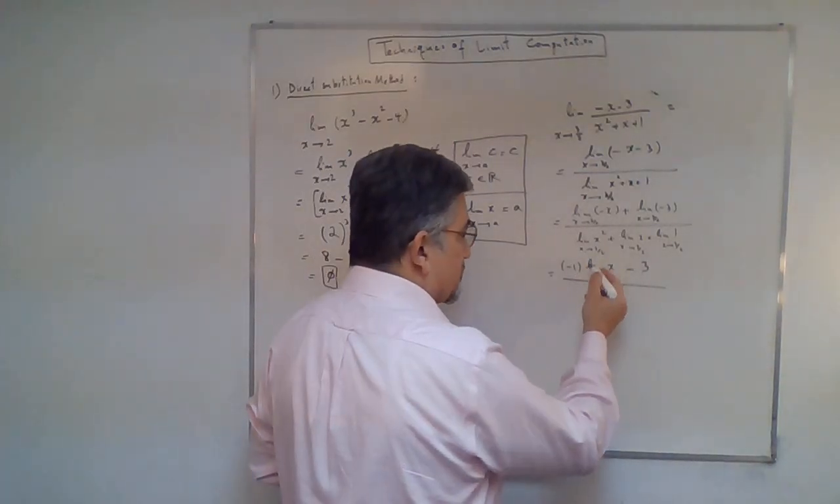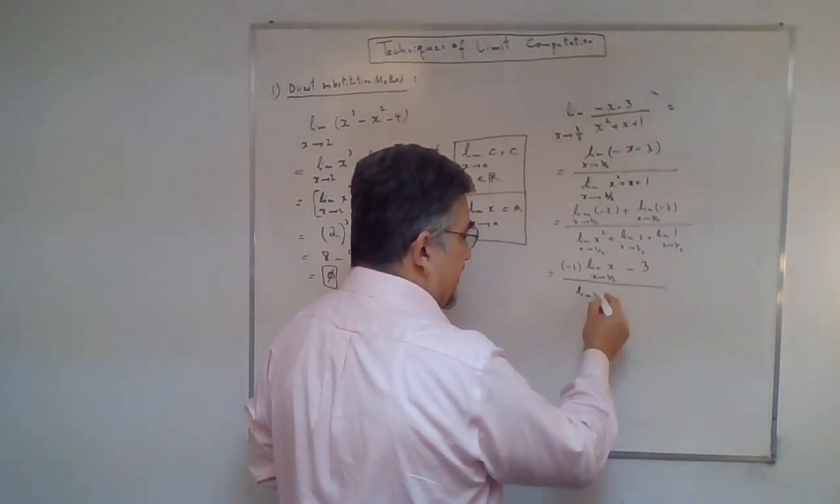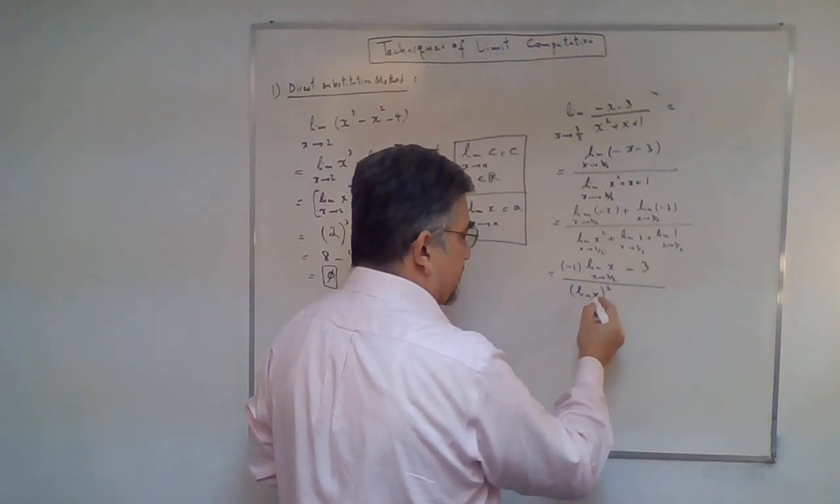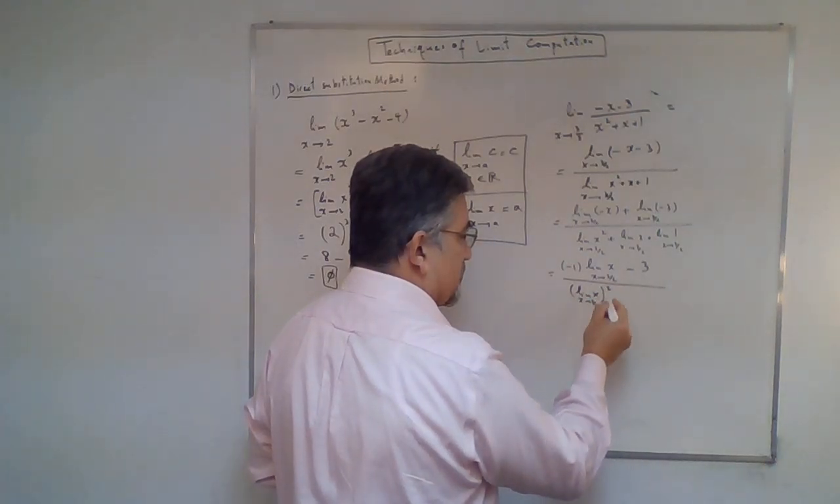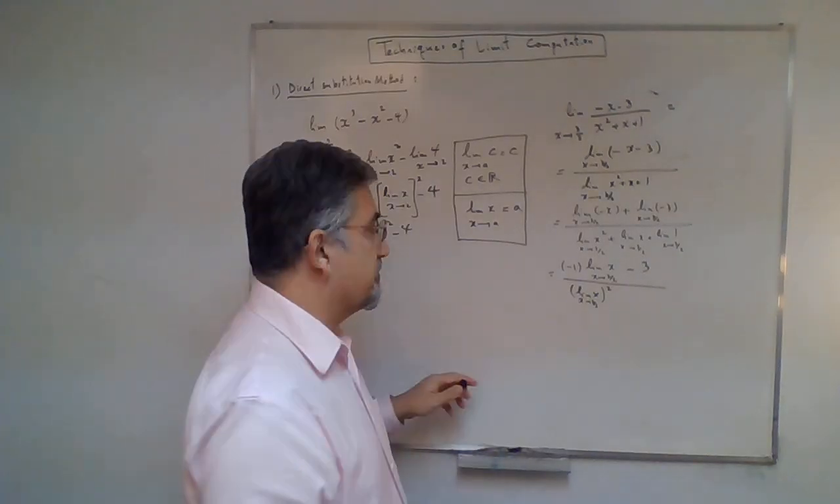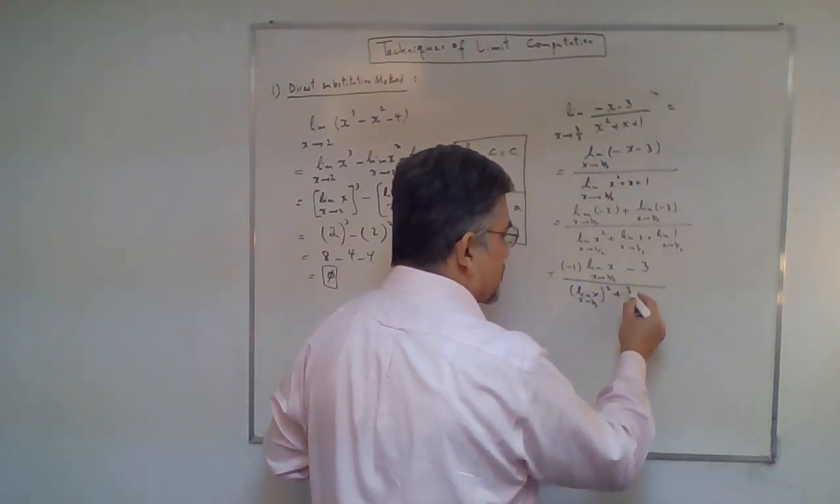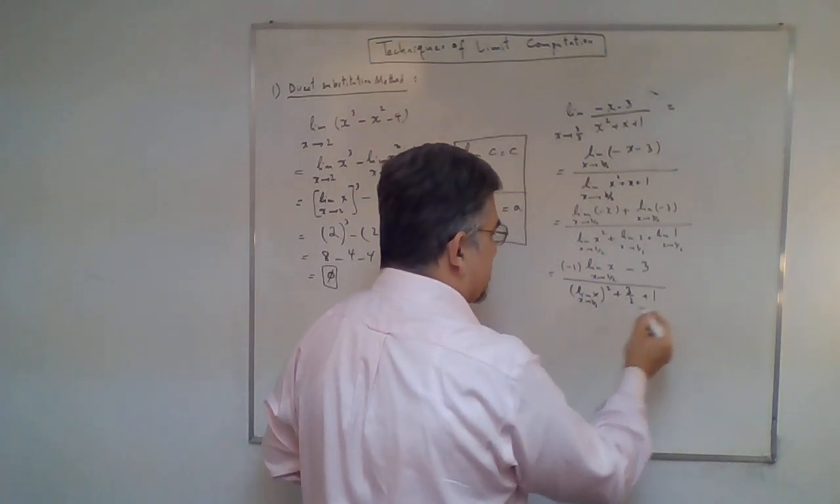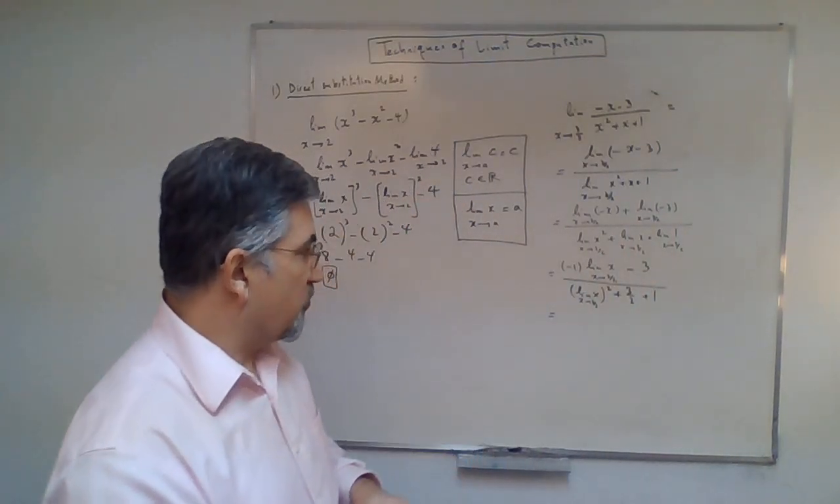The bottom is going to be the limit of x raised to the exponent of 2, of course, as x approaches 3 over 2. So the limit of a power equals the power of the limit. That's another property of limits. And then this one would be just 3 over 2. That one is just 1 because it's a constant. The limit of 1 is 1.